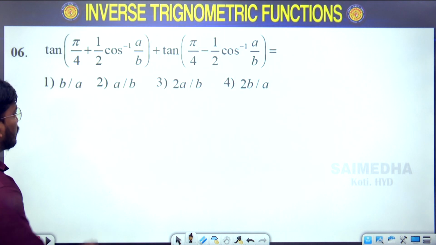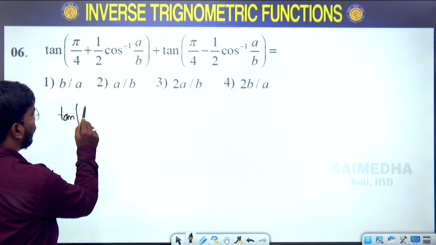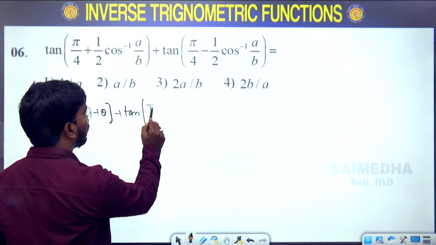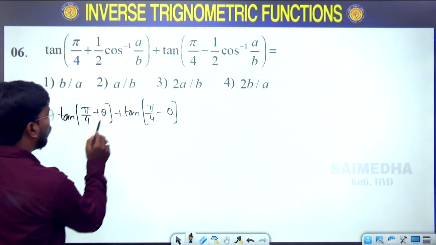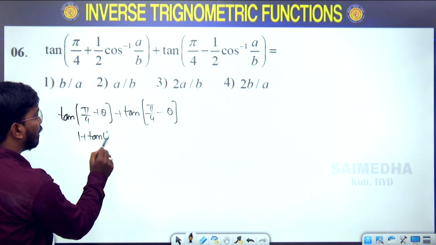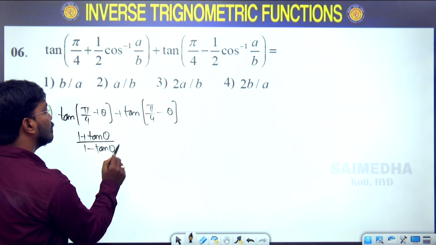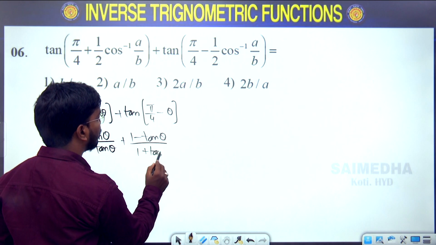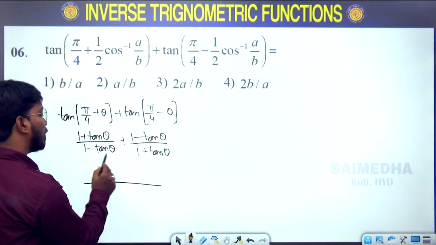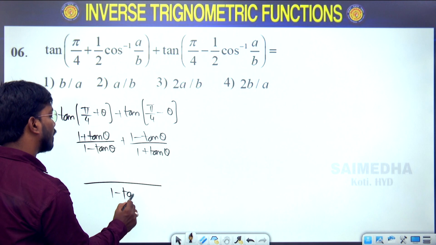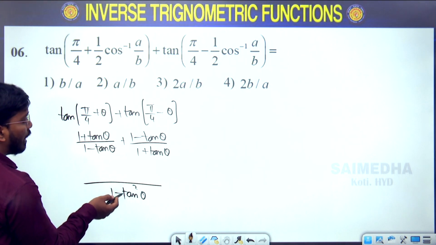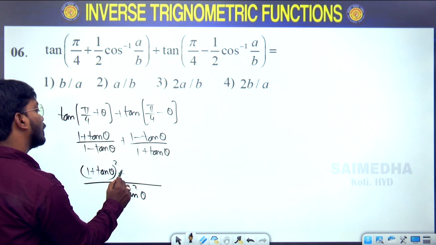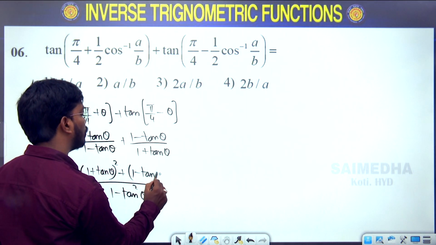Tan pi by 4 plus theta. This formula is tan pi by 4 plus theta plus tan pi by 4 minus theta. Tan pi by 4 plus theta formula is 1 plus tan theta divided by 1 minus tan theta. Here we have the formula 1 minus tan theta divided by 1 plus tan theta. If you take the LCM, you are going to get a minus b into a plus b, a square minus b square, that is 1 minus tan square theta. Here already we have minus, so 1 into 1 plus, it is going to become 1 plus tan theta whole square plus 1 minus tan theta whole square.